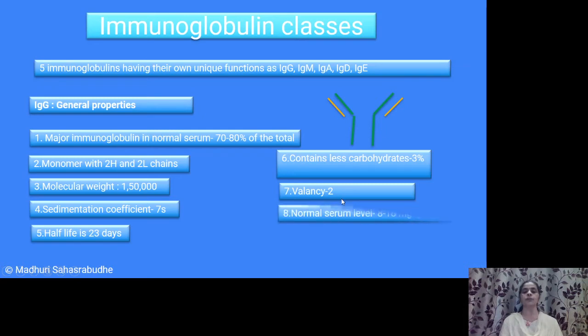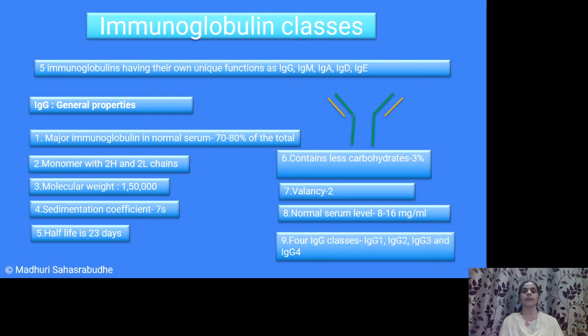This IgG is 2. Normal serum level of IgG is 8 to 16 milligrams per ml. There are 4 subclasses of IgG: IgG1, IgG2, IgG3 and IgG4. Most important point to remember about IgG is it is a major immunoglobulin molecule found in the serum, in the amount of 70 to 80%. Second very important point is the half-life of IgG is 23 days, right? And the amount in the normal serum is 8 to 16 milligrams per ml.